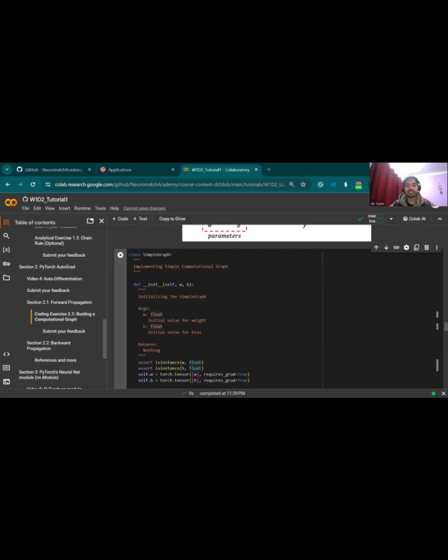Then we are initializing with the help of a constructor. The constructor method initializes the graph with the initial values for weight, W, and bias, B. Both W and B are converted into PyTorch tensors with requires_grad equals True, meaning they will be tracked for gradient computation during backpropagation.